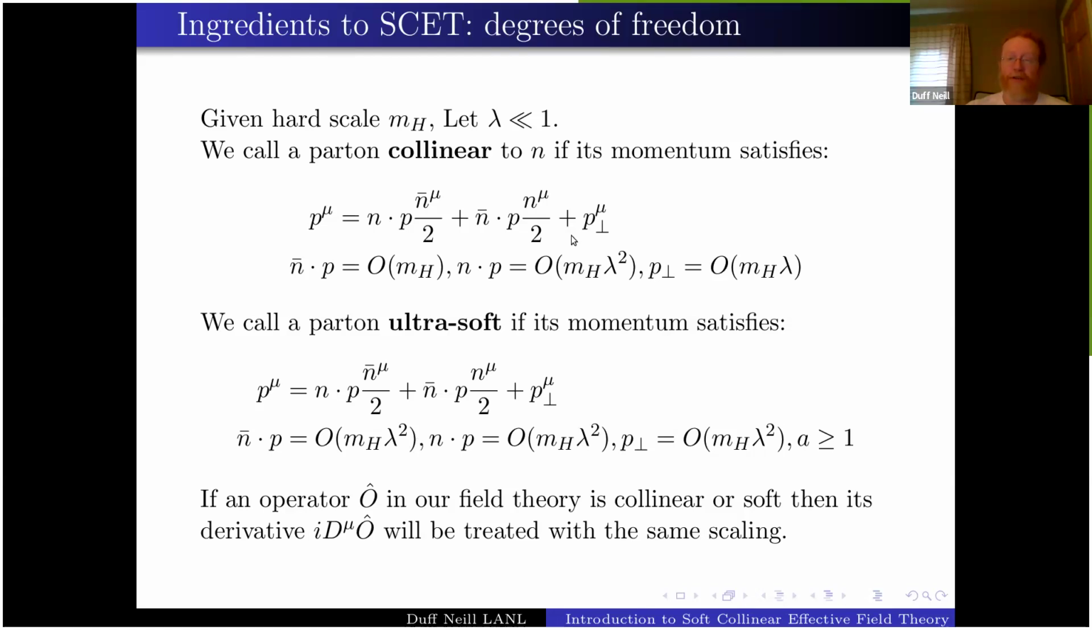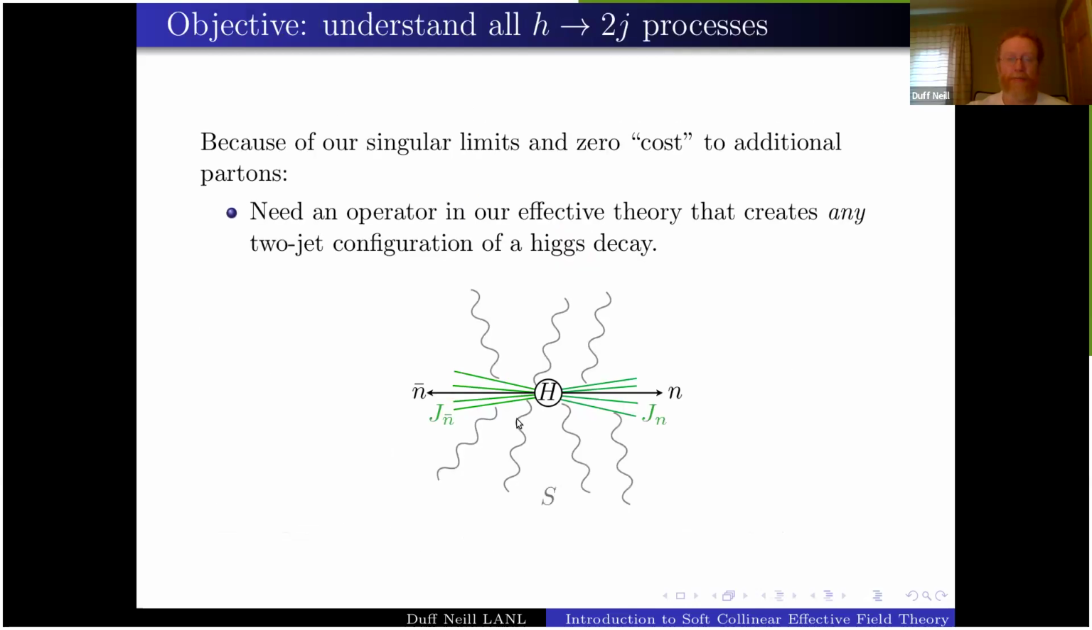Same is true for the transverse. My transverse collinear is going to be order lambda, but my transverse ultrasoft is going to be order lambda squared. It is only going to be in the n dot p component, where the two have the same scaling, this order lambda squared scaling. And so that will be the only component in my Lagrangian of my ultrasoft that I can keep according to the power counting.